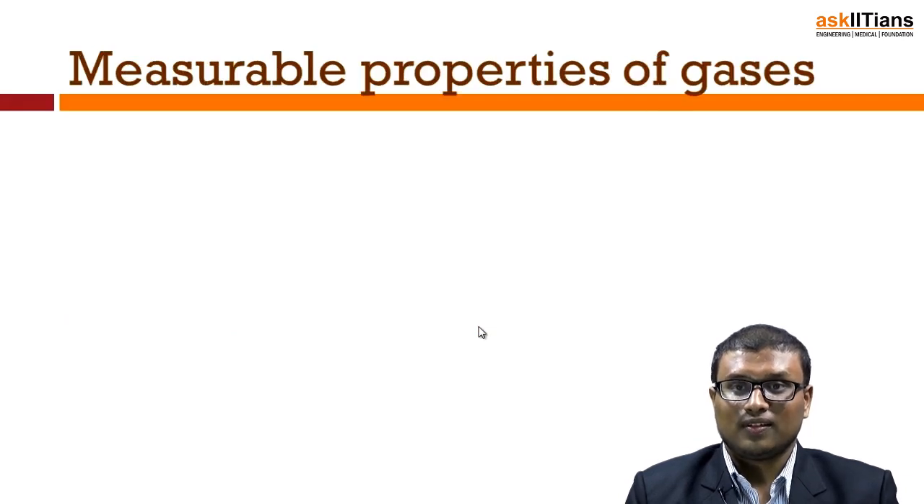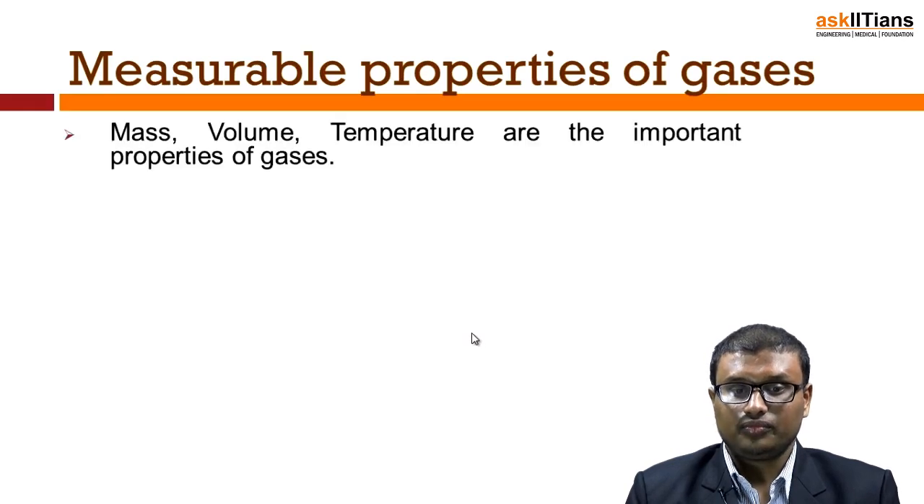Now we will come to the core concept of gases. First we'll start with the basic concept. What are the measurable properties of gases? The important properties of gases are mass. Yes, gas molecules have some mass. Then volume. Gas particles are moving here and there, right? So that means they have certain space to move, and that space available to move is nothing but the volume of the container in which these gas particles are present.